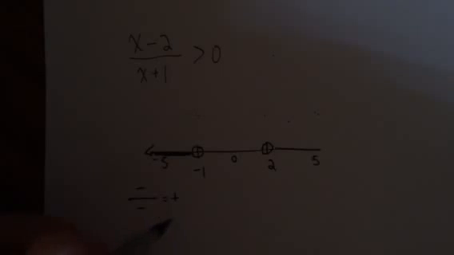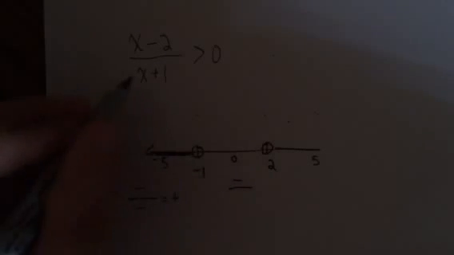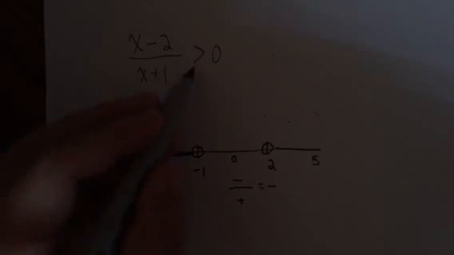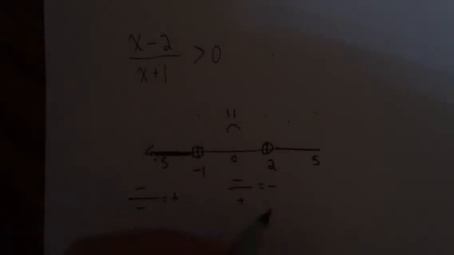If I sub in a 0, 0 minus 2 is negative, 0 plus 1 is positive, which would be negative. So this would not be part of my solution set because a negative is not greater than 0. If I sub in a 5, 5 minus 2 is positive, 5 plus 1 is positive. So I'm going to get a positive. So this should be part of my solution set.